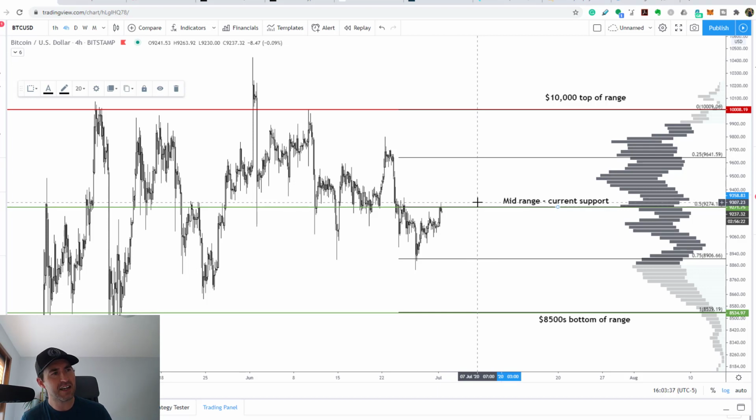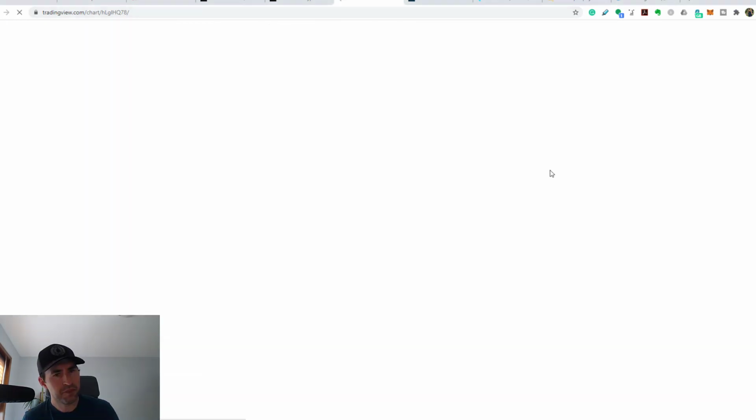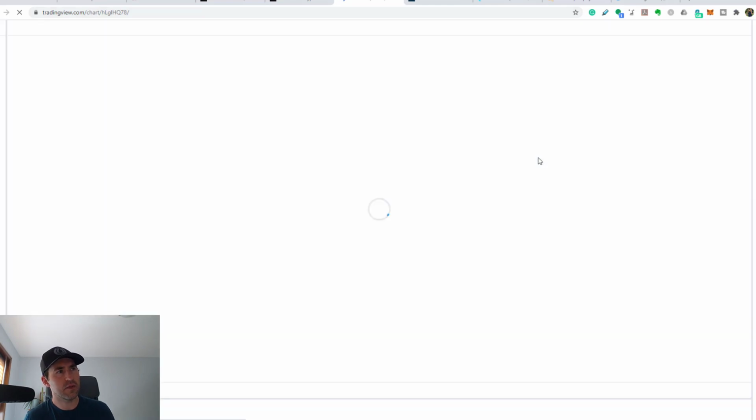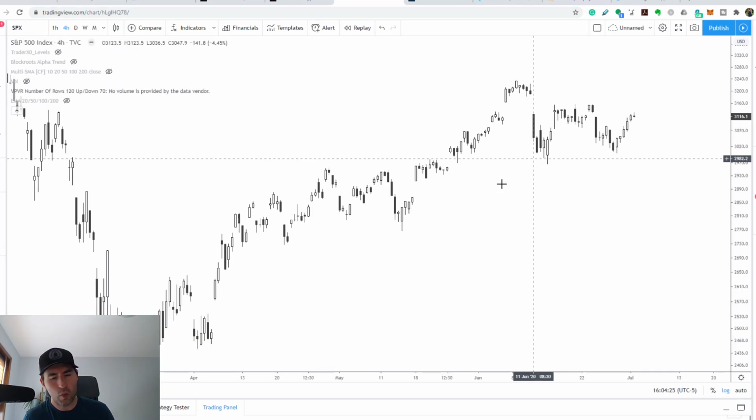If it does not close above that, if it does not push up above it on the 4-hour or the daily chart, I do believe that price will make its way back down. Now, one thing that you may be asking is, hey, well, stocks are pumping, right? So why will Bitcoin continue to pump along with stocks?